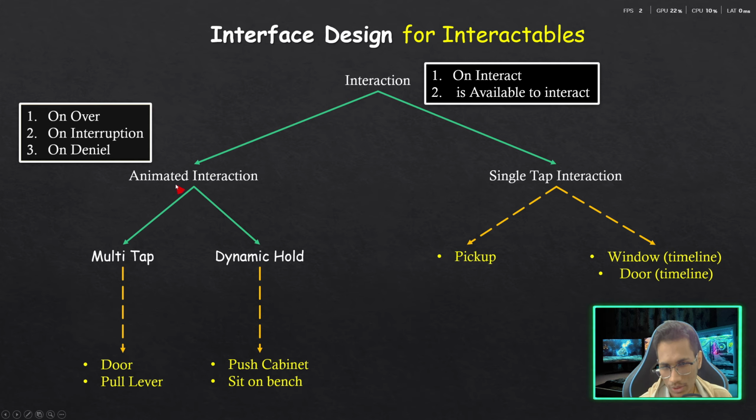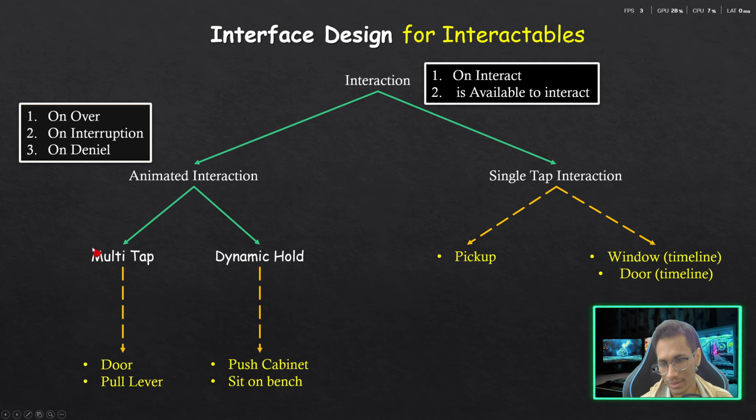Then we go to animation interaction. So when the animation is playing out, there are three core events that can happen. One, that the animation completes successfully, which means the interaction is over. Second, let's say you are doing the interaction and you were interrupted, maybe intentionally or maybe by external force or entity.